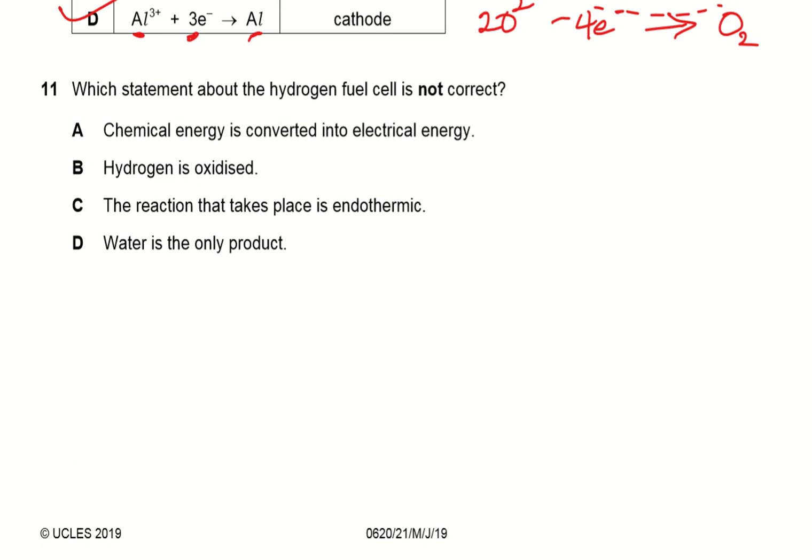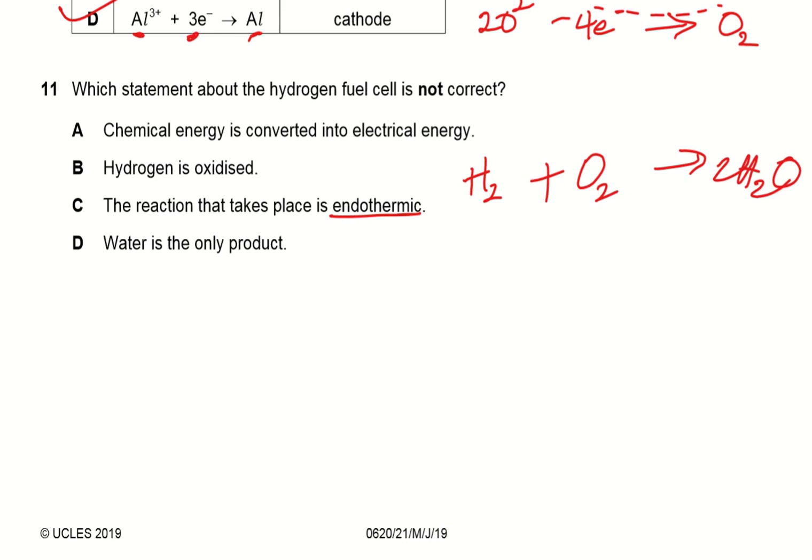The chemical energy is converted to electrical energy. Hydrogen is oxidized, then the reaction takes place. That takes place is endothermic? No, the reaction is not endothermic. The reaction that takes place here is actually hydrogen and oxygen that gives us essentially water. So this reaction is an exothermic reaction.